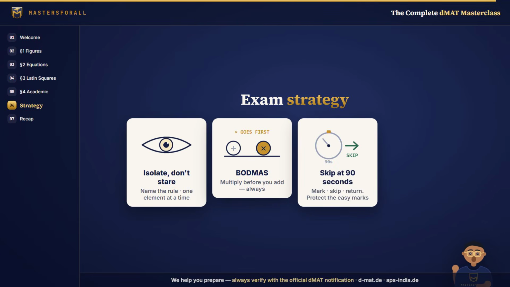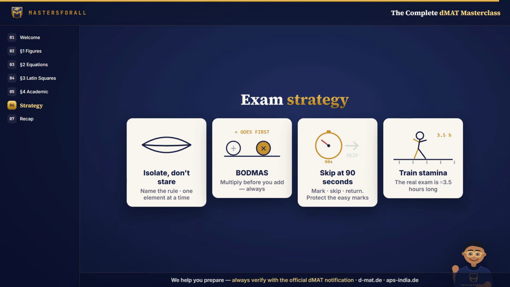3. The clock. 75 seconds a question in our mocks. Stuck at 90? Mark it, skip it, come back. One stubborn question can eat 4 easy ones. And 4. The real exam is 3.5 hours. Train your stamina, not just your tricks.